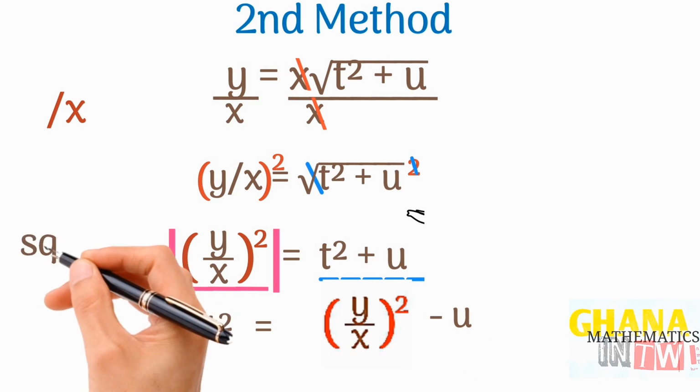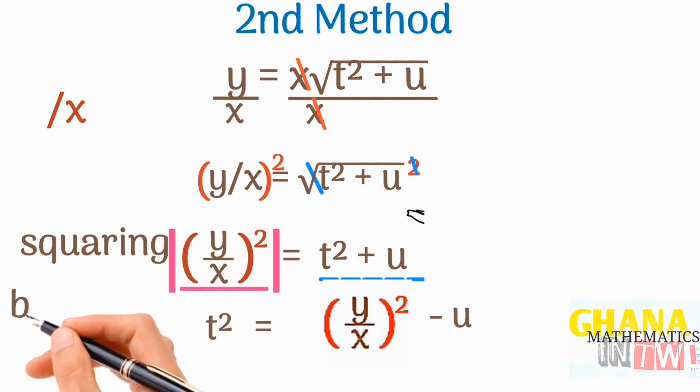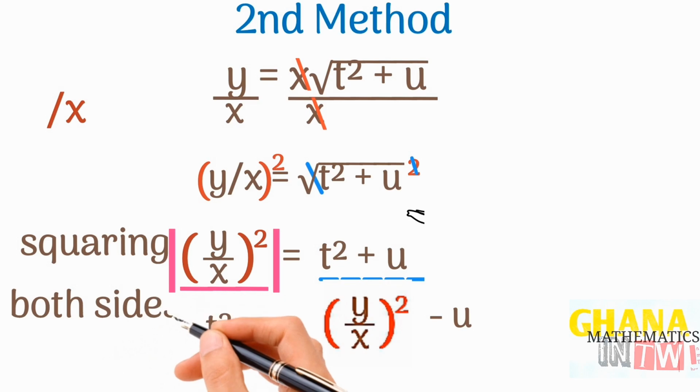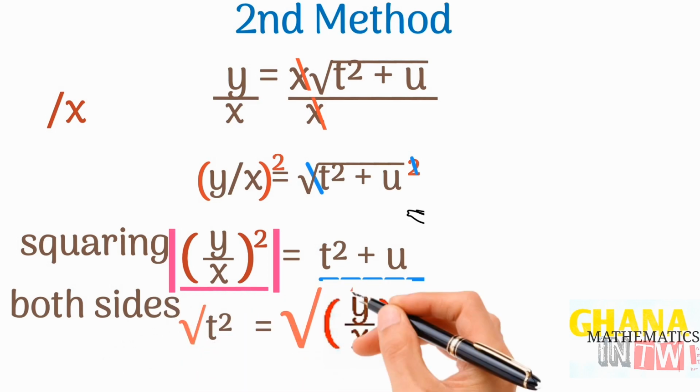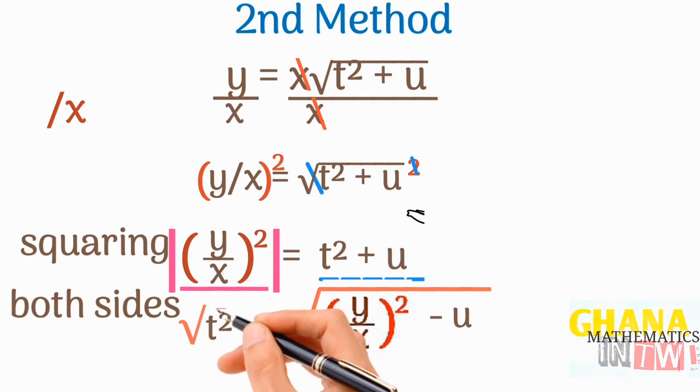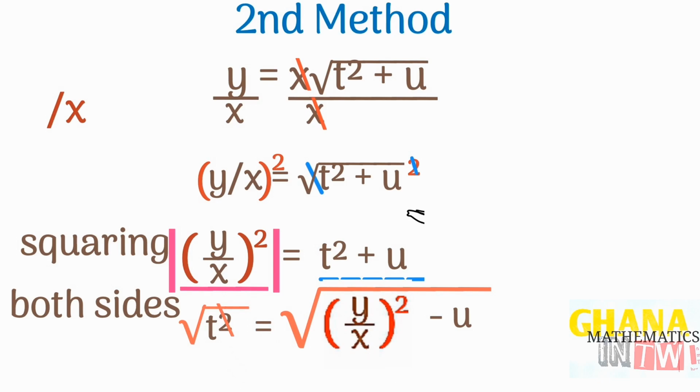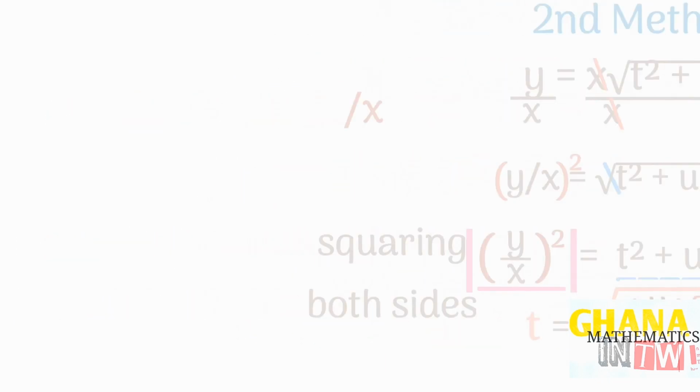That is the second method. So we've just swapped the sides. We can also square both sides here so that we will get t, because square can cancel out square root. It will be left with only t. Therefore, we can say that t equals the square root of y over s squared minus u.